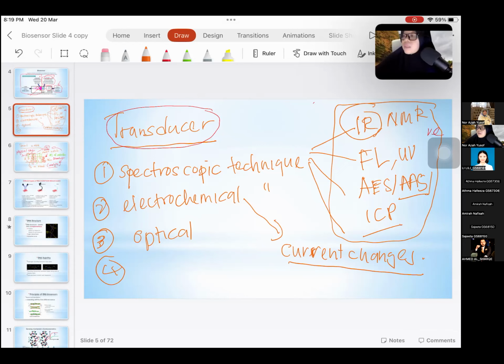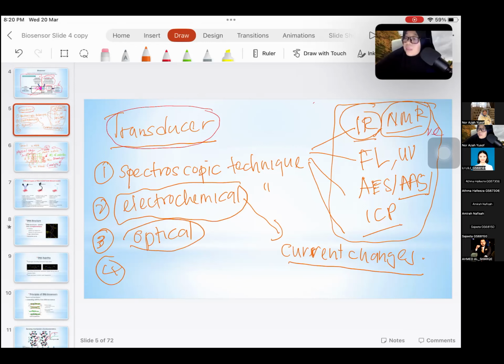Okay, so some are difficult. For example, NMR, IR, because IR uses a light source, which is expensive. NMR, the principle is complicated. So some techniques are a bit difficult to be used in development of sensors. So among the transducers that are easily incorporated in sensors are electrochemical technique, because it is based on current changes.